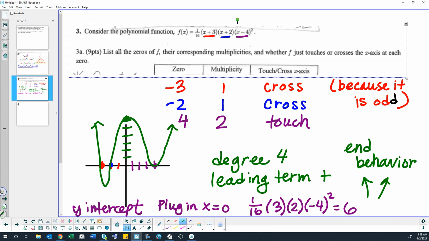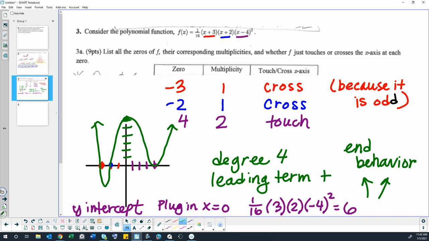I'm pretty sure the answer key shows some other things you can use, like you can plug in other numbers and see if you get answers that are positive or negative, and that'll tell you if it's above or below the axis and help you figure out a little bit what it looks like. But that process wasn't even really necessary because we had enough other details to figure it out without that.